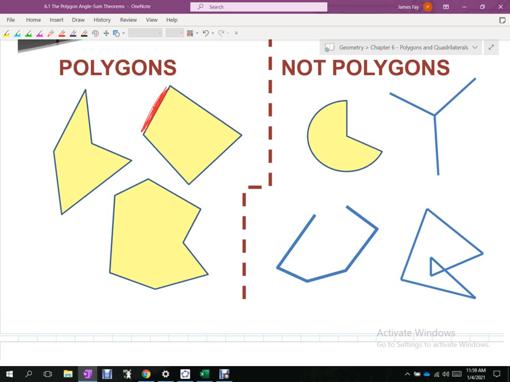The one on the bottom left here is not closed, so that's not a polygon. In this one here, how many segments does that segment intersect? 3. It intersects this one right there, that one right there, and it also intersects this one here in the middle. So it kind of folds over on itself, right? So when that happens, you do not have a polygon. Is that cool?